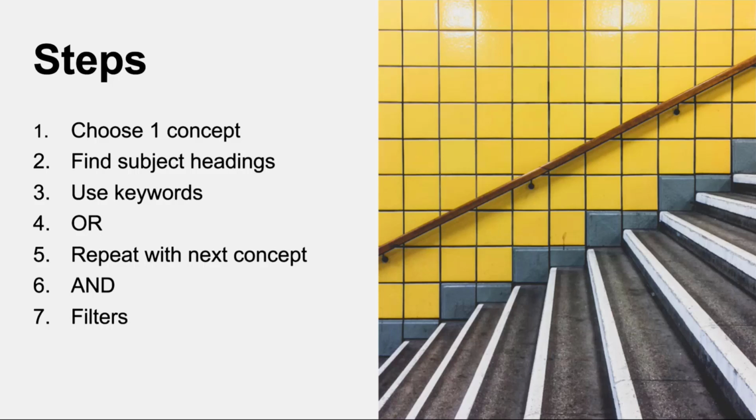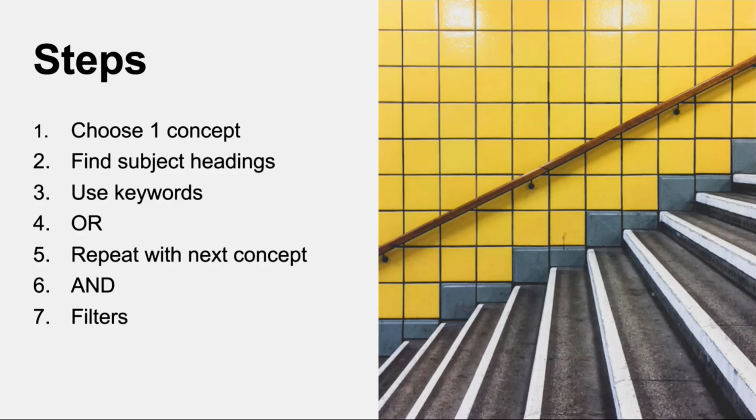And then you're going to take all of those subject headings and keywords and you're going to OR them together, and I'll show you what that looks like. And once you've done that and you're happy with that concept and you've finished finding everything that you can find for pulmonary embolism, then you move on to your next concept. And you do the same thing. So you find all your subject headings, you use all your keywords, you OR them all together.